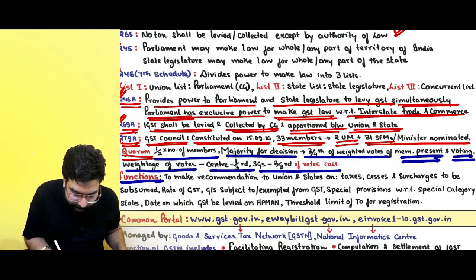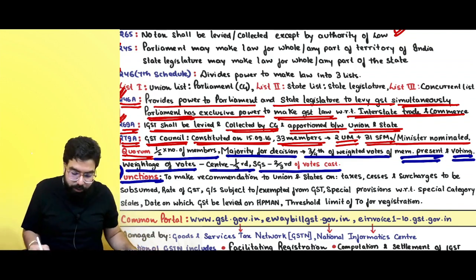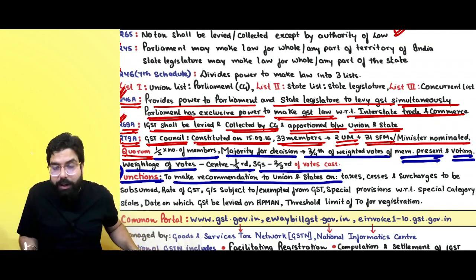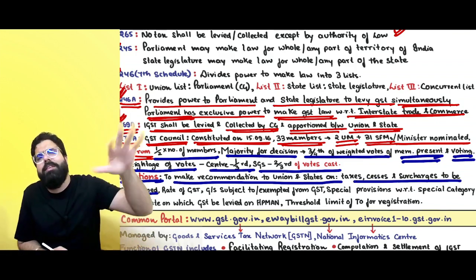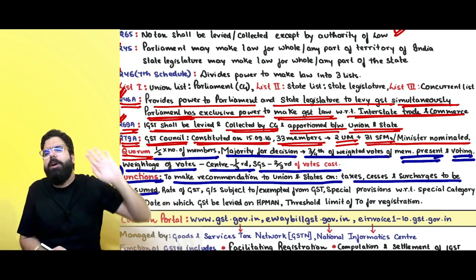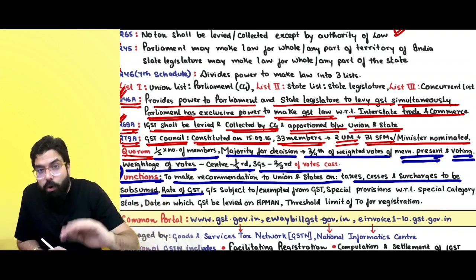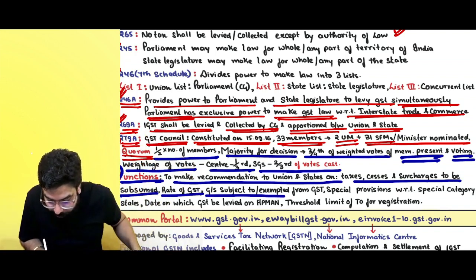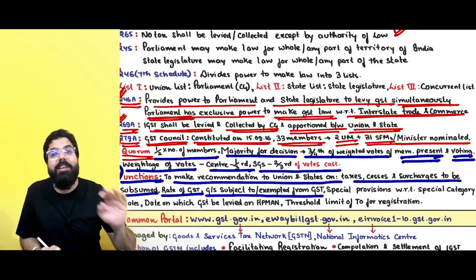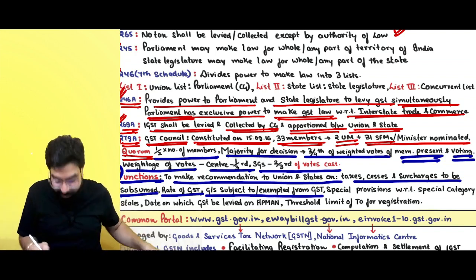Very important. In the exam, they have asked what is the function of the GST Council. To make recommendations to the union and states on taxes and surcharges to be subsumed. What are the taxes and surcharges that will be subsumed because of the coming of GST? Rate of GST on various items will also be decided by the GST Council. Goods or services which are subject to and exempted from GST, various exemptions etc., will also be provided by the GST Council.